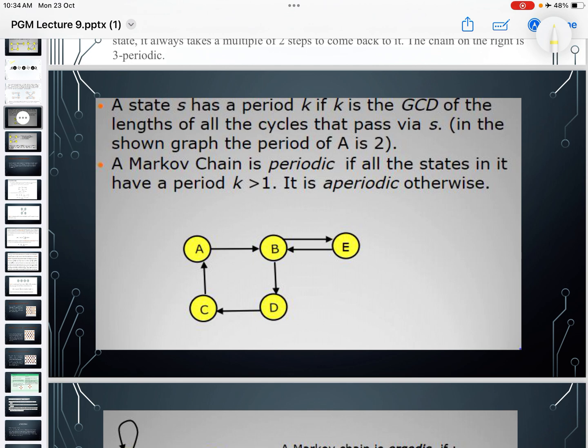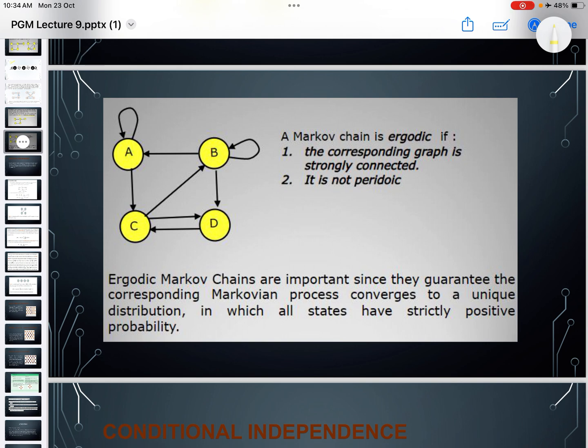A state S has a period k if k is the GCD, greatest common divisor, of the lengths of all the cycles that pass via S. A Markov chain is periodic if all the states in it have a period k greater than 1. It is aperiodic otherwise. So all these are definitions of periodic and aperiodic. A Markov chain is ergodic if the corresponding graph is strongly connected and it is not periodic. Ergodic Markov chains are important since they guarantee the corresponding Markovian process converges to a unique distribution to which all the states have strictly positive probability.